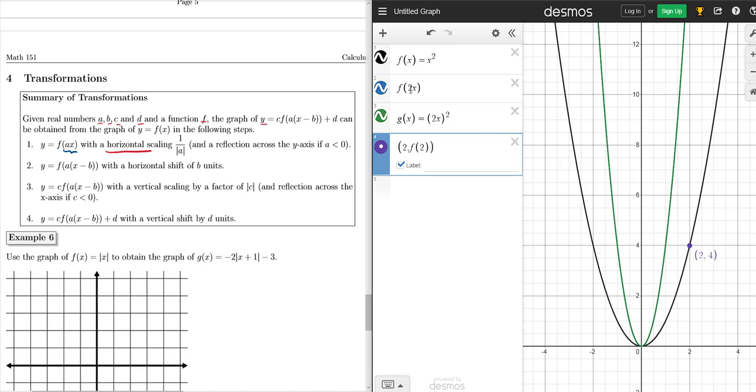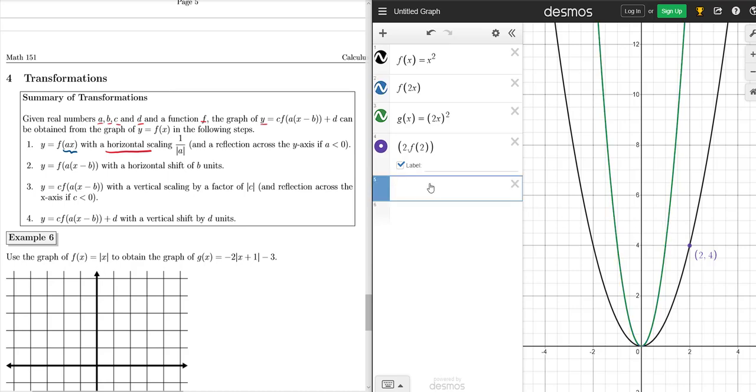Now on the transformation where we had f of 2x, or alternatively 2x squared, notice that on the new function, the y value stays the same. It's still at a 4, but now it is the x value that was changed, hence the horizontal scaling. Now how was it changed? Well, it was multiplied by 1 over a, and the a was 2 here. So we see 2 divided by 2 is equal to 1.